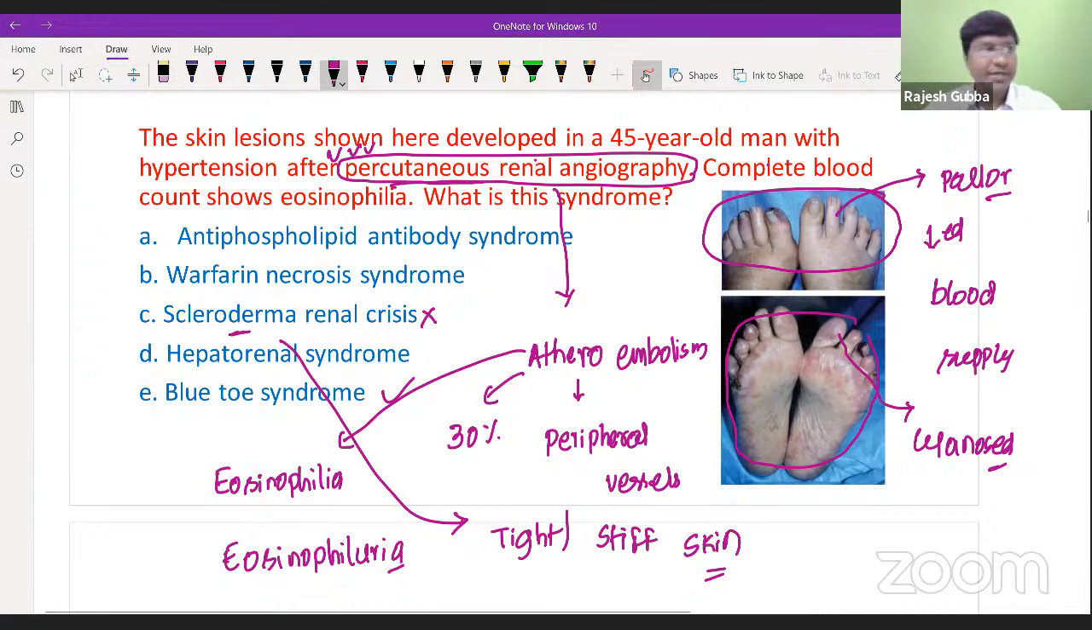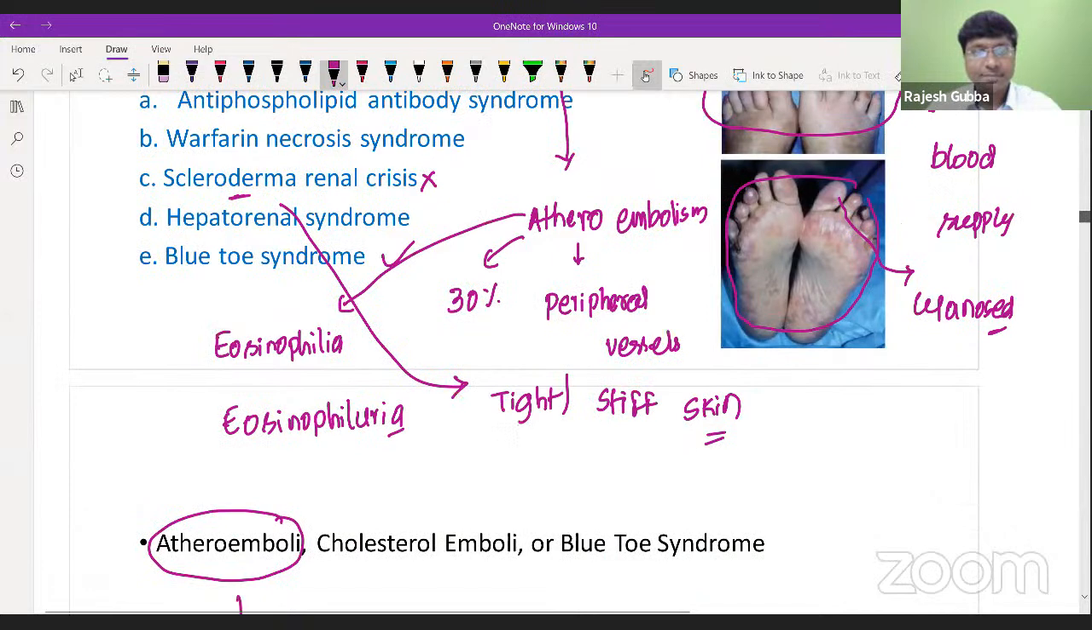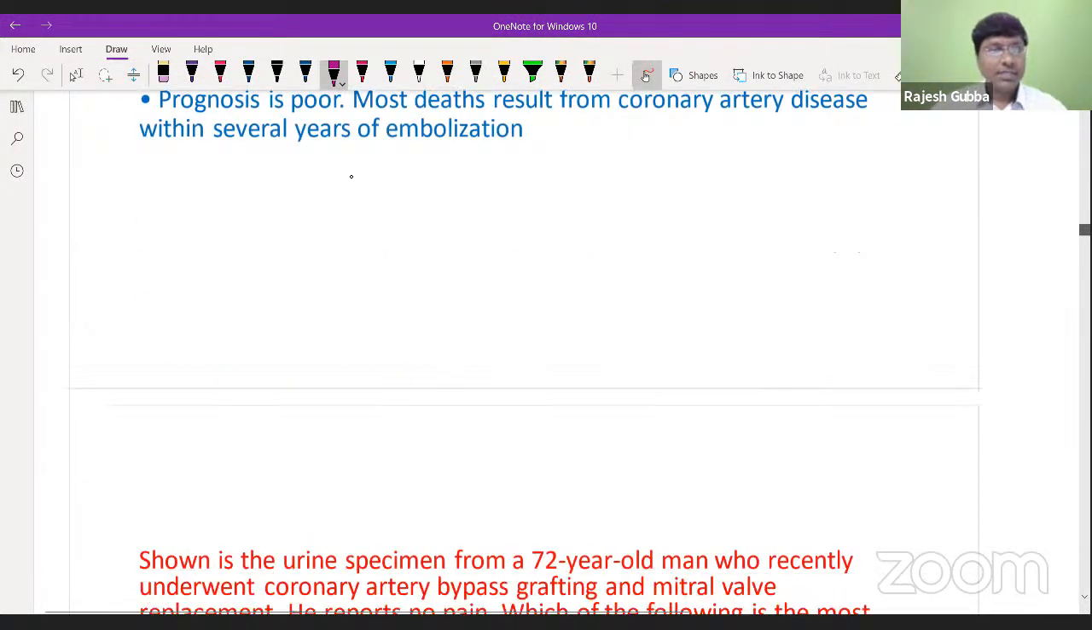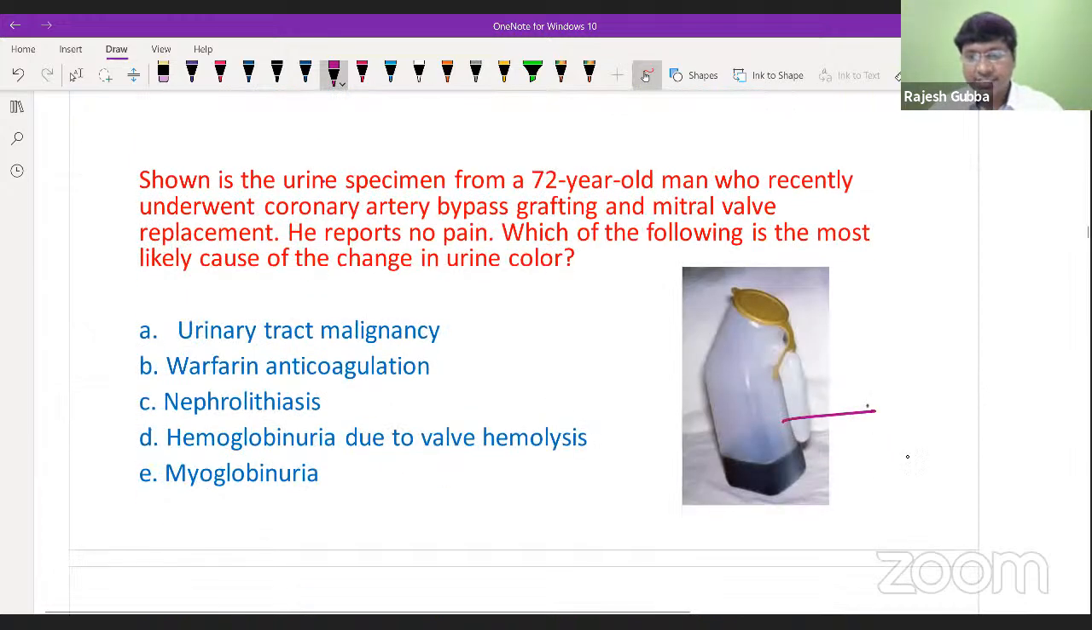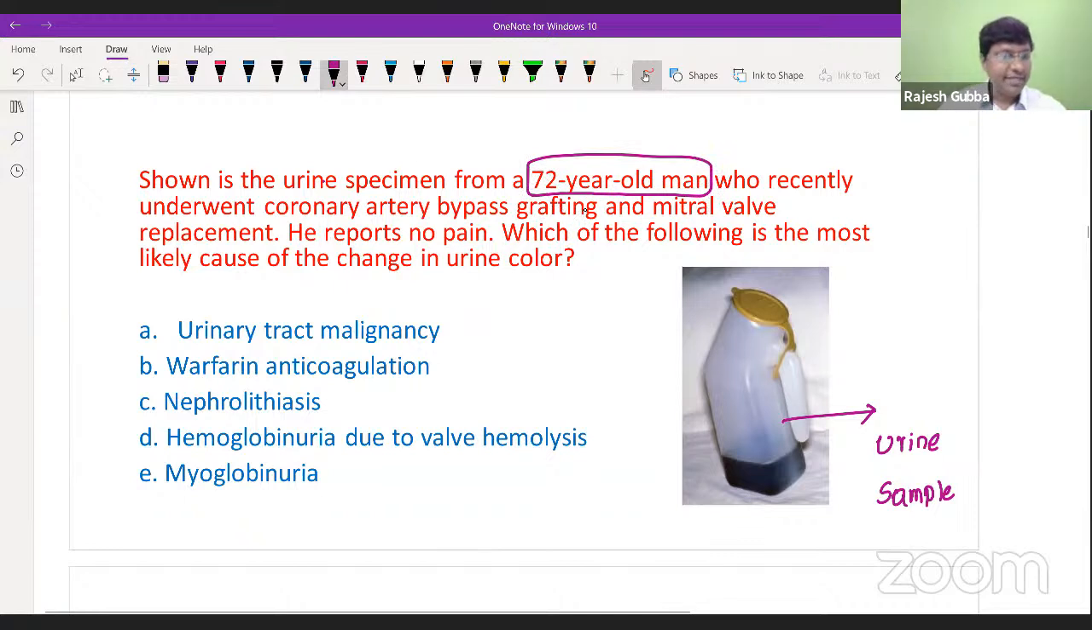Now, we will move on to the next important image-based question, correlating that clinically. What is shown here? This is a urine sample. Shown is the urine specimen of a 72-year-old man who recently underwent coronary artery bypass grafting with mitral valve replacement. He reports no pain. Which of the following is the most likely cause of the change in the urine color? Urinary tract malignancy, warfarin anticoagulation, nephrolithiasis, hemoglobinuria due to valve hemolysis, myoglobinuria. So what is the answer to this question?